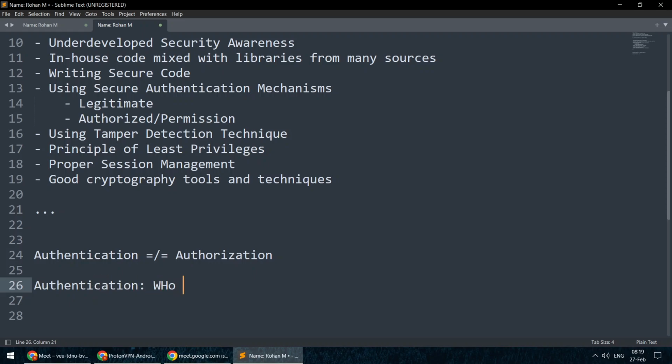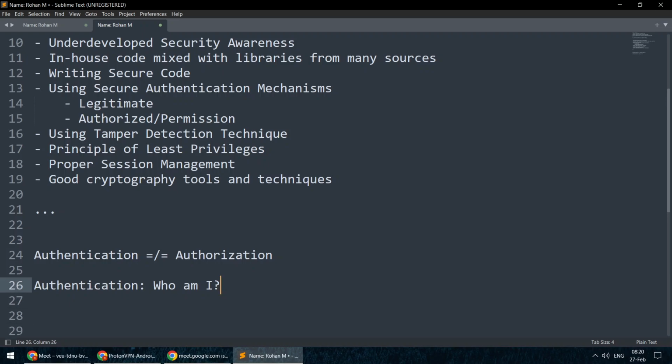In simpler words, authentication means who am I? Who am I? I am Rohan. Who defines I am Rohan? How will I prove that I am Rohan? If I am being told that you have to prove that you are a citizen of this country, how do I do that? I show ID cards. I show the ID cards that are issued by the government of that country. That is authentication. That is how I prove who I am.